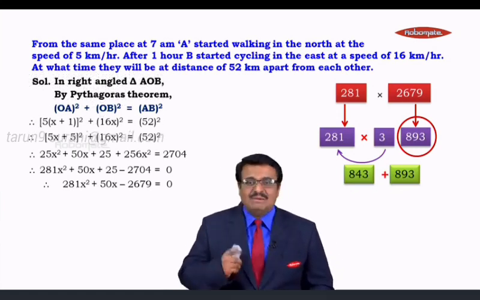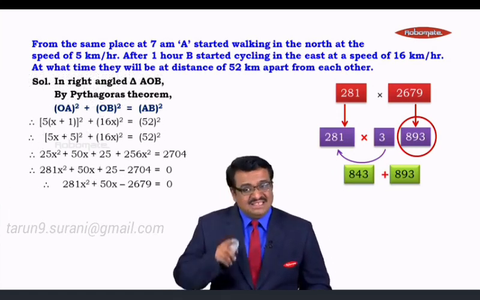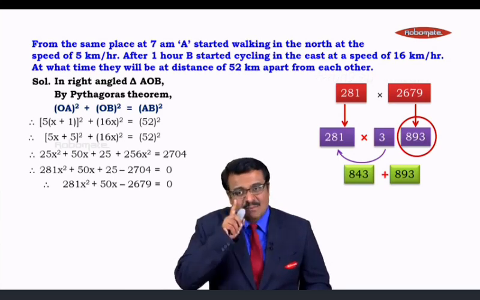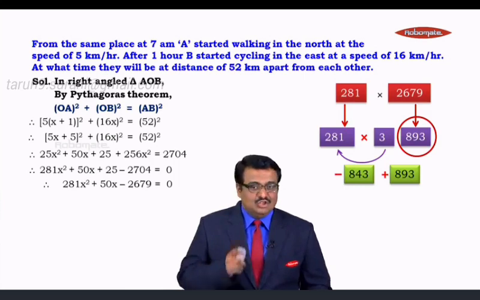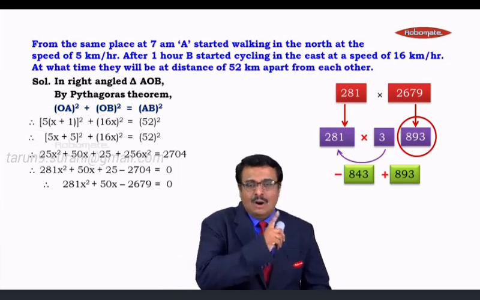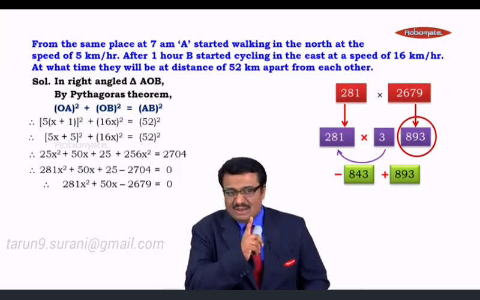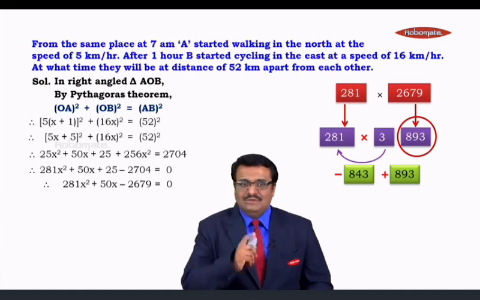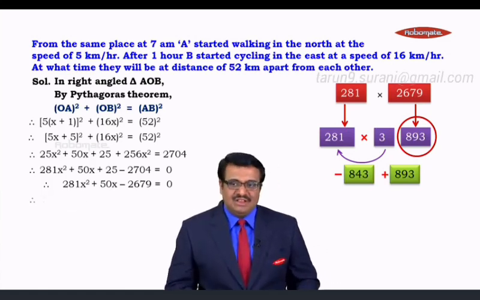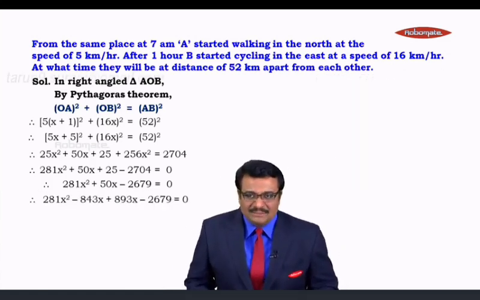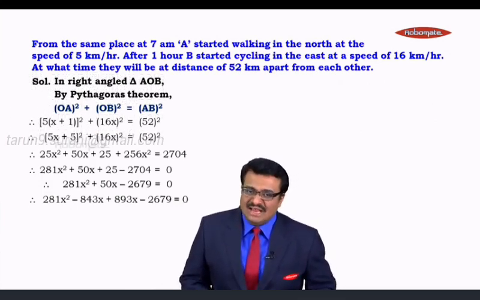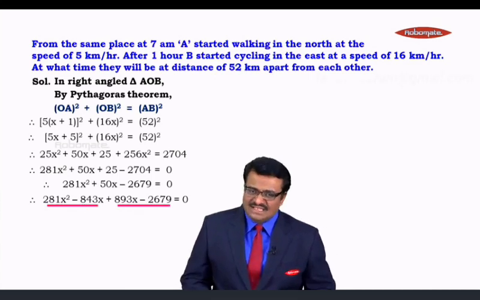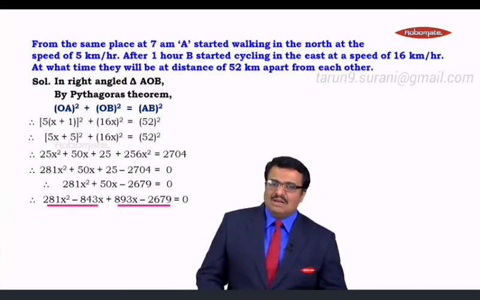So what will be the factors with the sign? Since the last sign is negative, the middle sign goes to the bigger factor and the opposite sign to the smaller factor. So the bigger factor gets plus sign, and the smaller number, 843, gets the opposite sign, that is minus 843. So what we get is 281x square minus 843x plus 893x minus 2679 is equal to 0. Let us take common out of the first two and then common out of the last two.